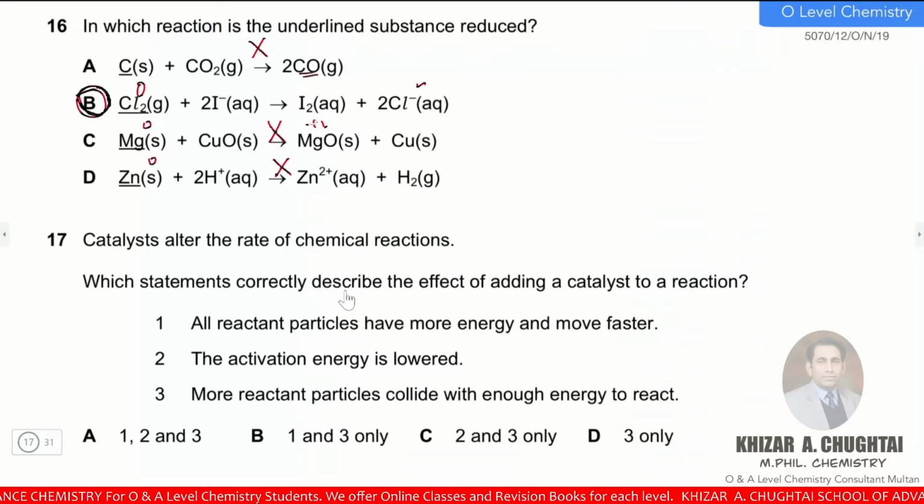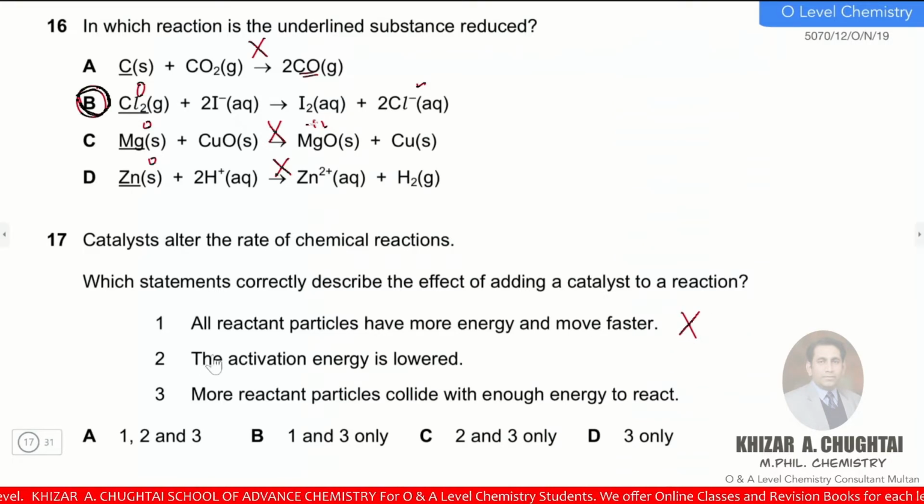Question number 17. Catalysts alter the rate of a chemical reaction. Which statements correctly describe the effect of adding a catalyst to a reaction? Number 1. All reactant particles have more energy and move faster. No, there is no relationship between the energy and the catalyst. A catalyst never changes the energy of the particles.